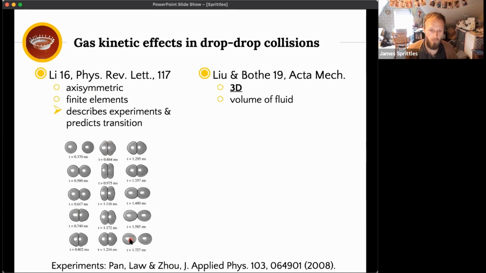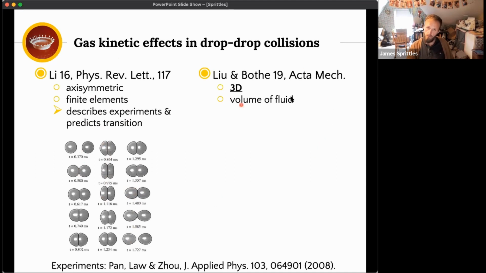Now, what I'm going to hammer home throughout this talk is that to predict these shapes is relatively easy. What is hard is to predict the transitions between merging and bouncing. But Li manages this, and the reason he manages it is he captures these thin gas layers in between the drops using gas kinetic models.